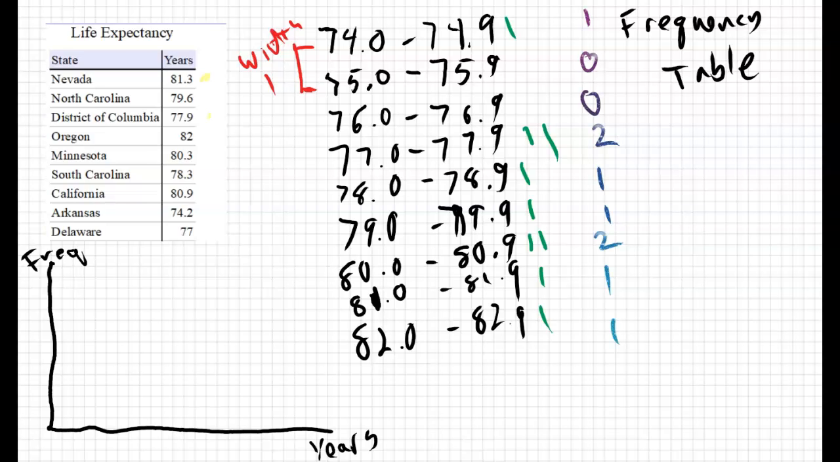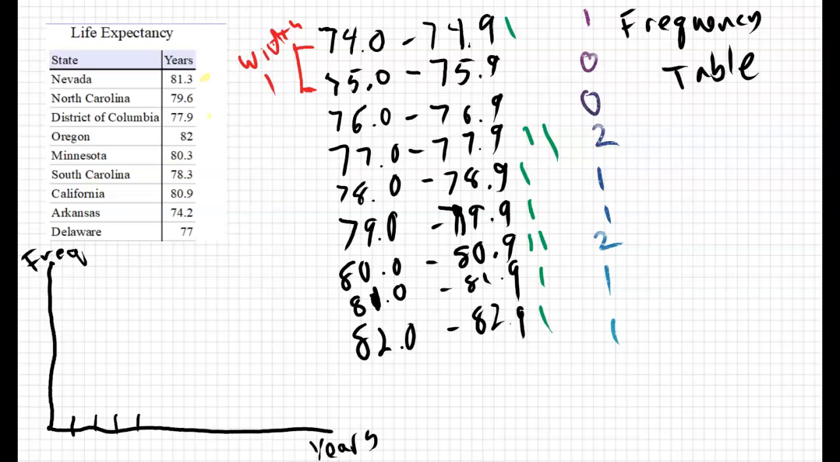So 74 to 74.9. I'm going to have that be my first one. This is my 74 to 74.9. Sometimes you could just label it. I can't really fit the labels in here. 75 to 75.9, 76 to 76.9, 77.